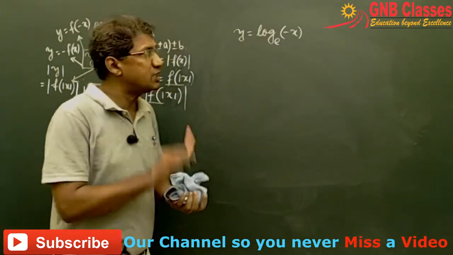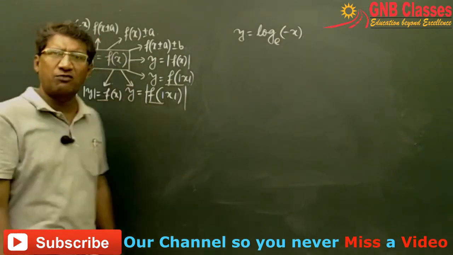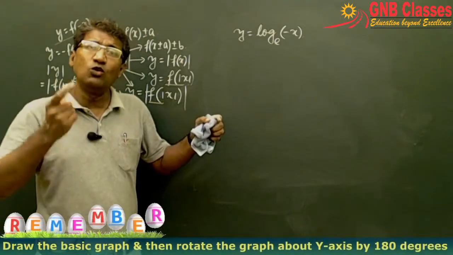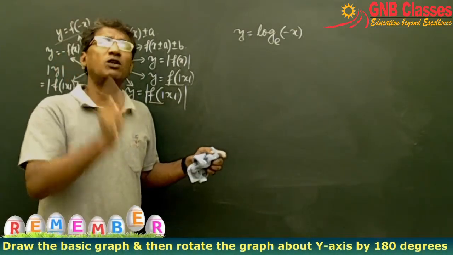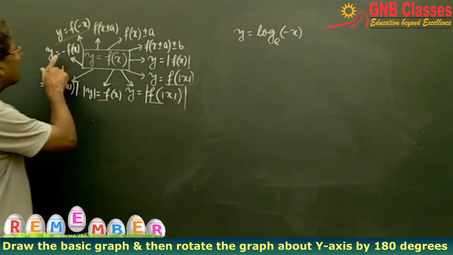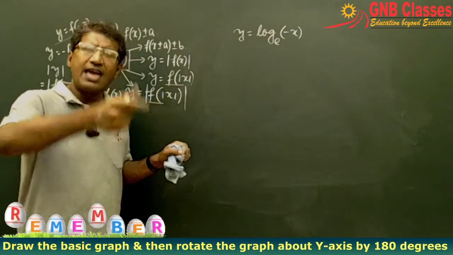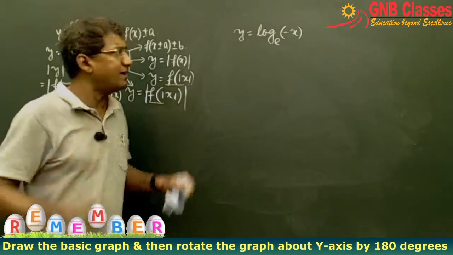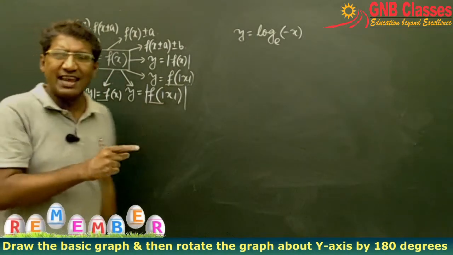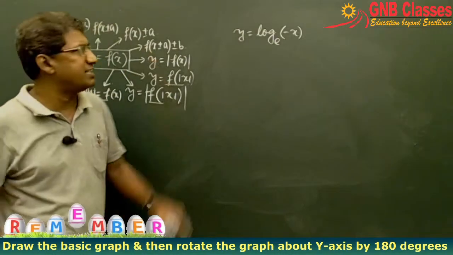But before that, you must know how to transform the graph of y equals to f of minus x. First of all, you draw the basic graph and then you rotate the graph about the y-axis by 180 degrees. For y equals to minus of f(x), you rotated the graph about the x-axis by 180 degrees. In the case of y equals to f of minus x, you will rotate the graph about the y-axis by 180 degrees.